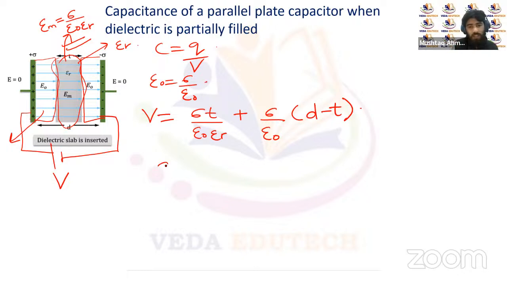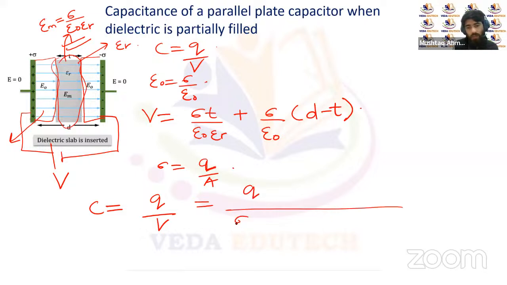We can replace sigma here with charge upon area, Q upon A. And the capacitance is Q upon V, where V is sigma T upon epsilon naught into epsilon r plus sigma into D minus T upon epsilon naught.